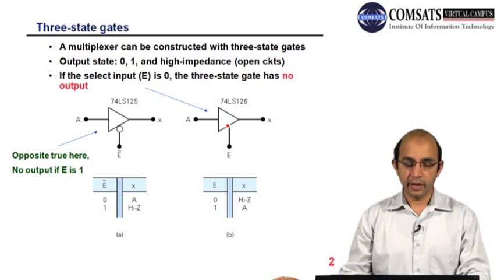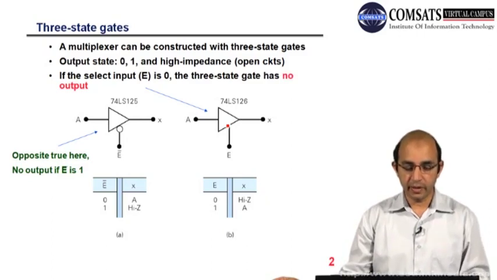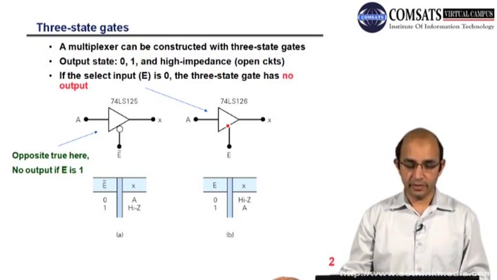Actually, we can have a gate that can have three states, because before we have studied the gates that can only have two states at the output, 0 or 1, right? But we can have the third state also, right?